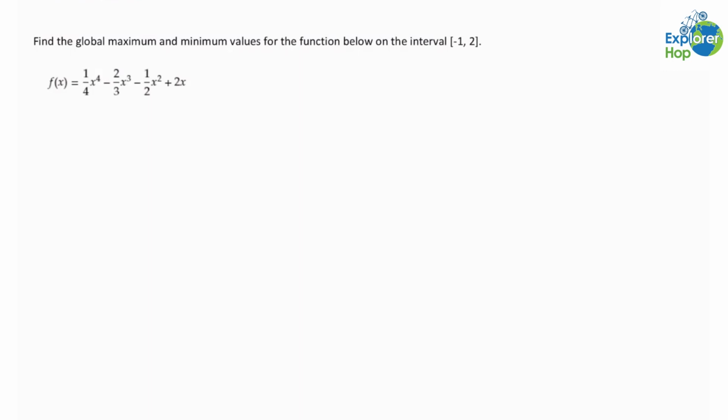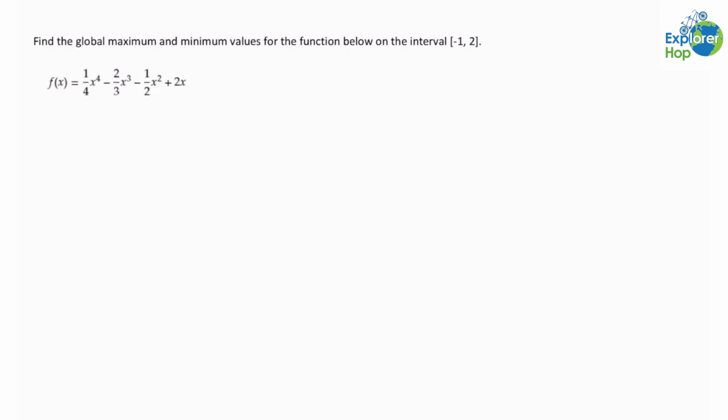For this example, we're told to find the global maximum and minimum values for the function below on the interval from -1 to 2, and the function we're given is f of x equals 1 over 4 times x to the 4 minus 2 over 3 times x cubed minus 1 over 2 times x squared plus 2x.